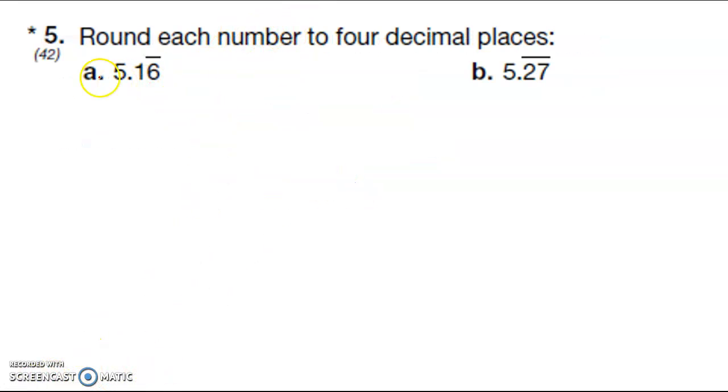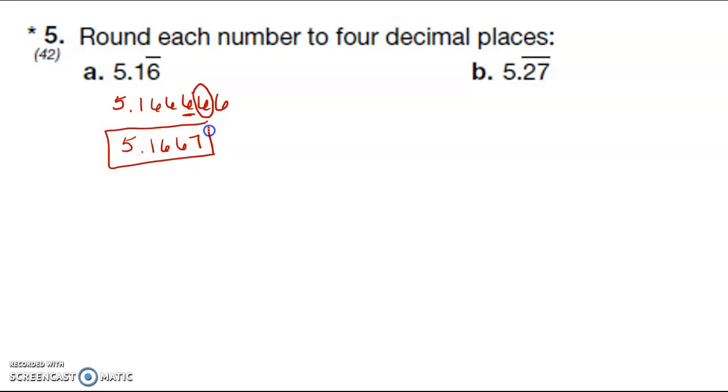Okay, round to 4 decimals, so first I'm going to go ahead and write out what I have. It looks like this is just over the 6. So if I round to 4, 1, 2, 3, 4, I'm looking at this one. This one's greater than 5, so I have 6 and 7. Okay, and over here it's over the 2 and the 7, so this is going to look like this.